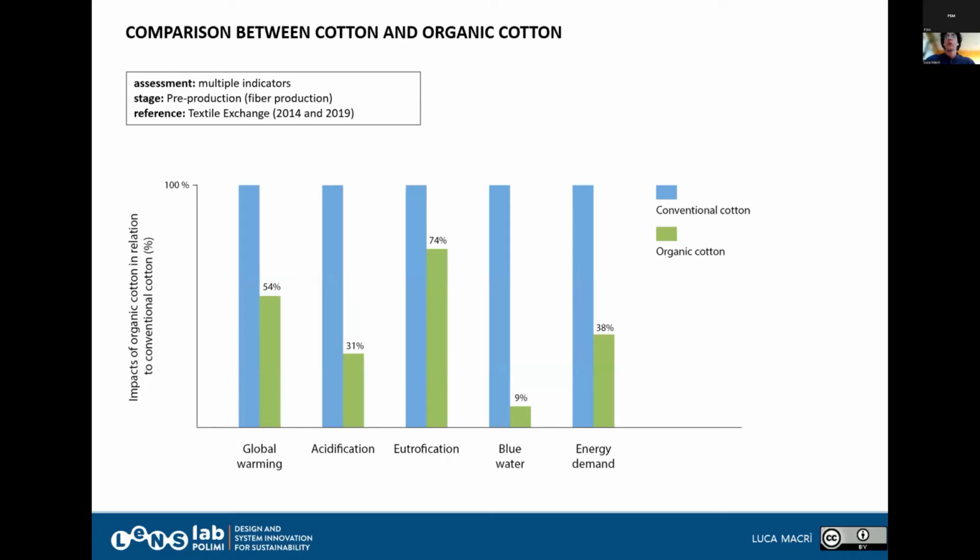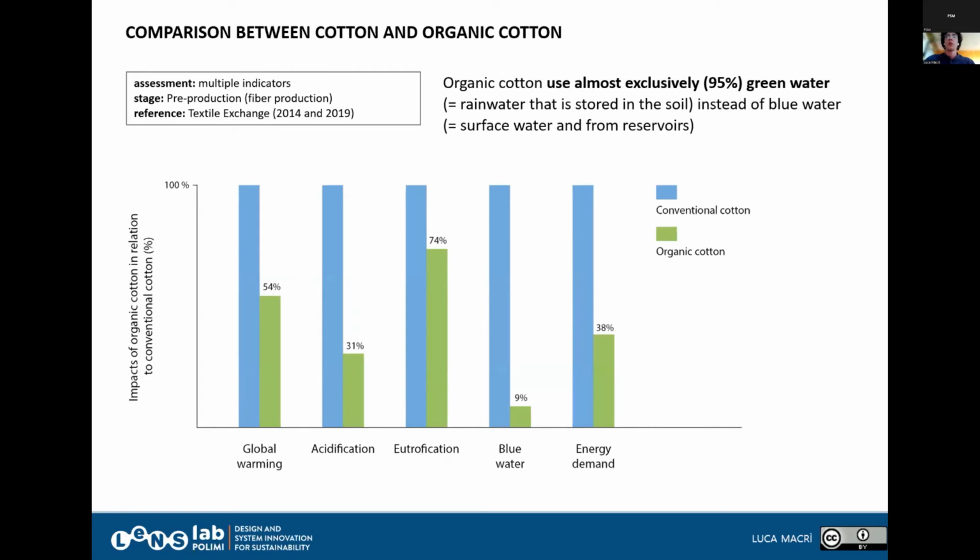And let's now move from cotton to a comparison inside cotton. So we have virgin cotton and organic cotton, for example. And we have here the relative impact for the two materials. So on the left you have the conventional, and on the right you have the organic, and you see how much you are saving in terms of environmental impact with organic cotton in pre-production.